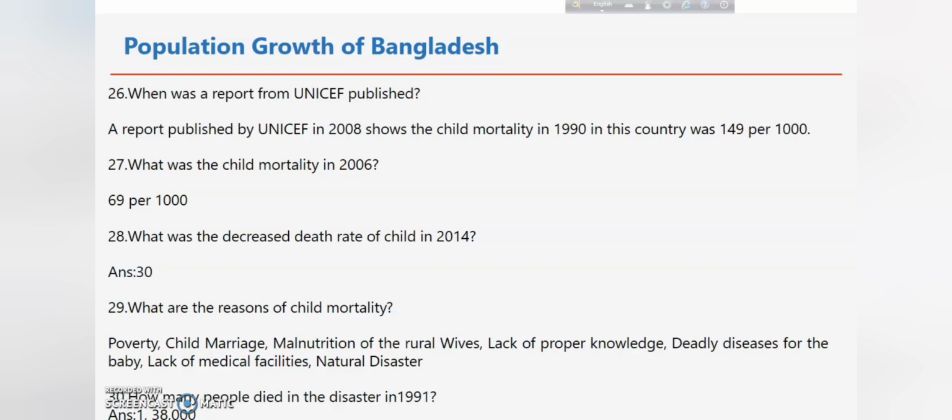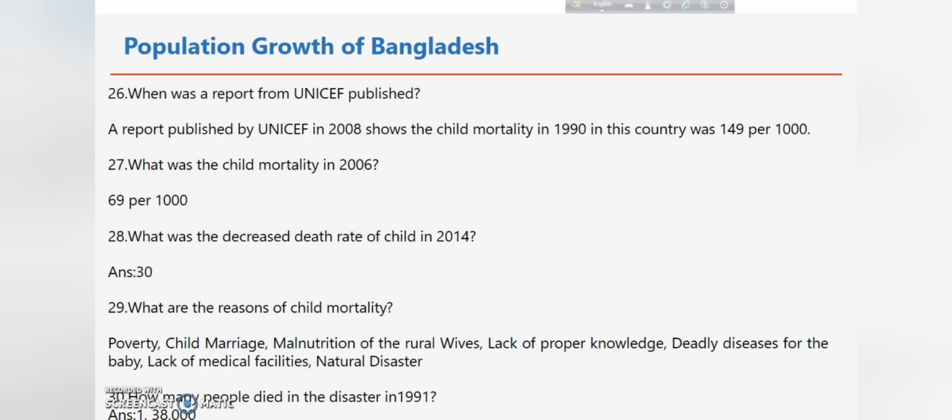A report by UNICEF published in 2008 shows that the child mortality in 1990 in Bangladesh was 149 per thousand. What was the child mortality in 2006? It was 69 per thousand. What was the decreased death rate of children in 2014? Yes, it was 30. What are the reasons of child mortality?